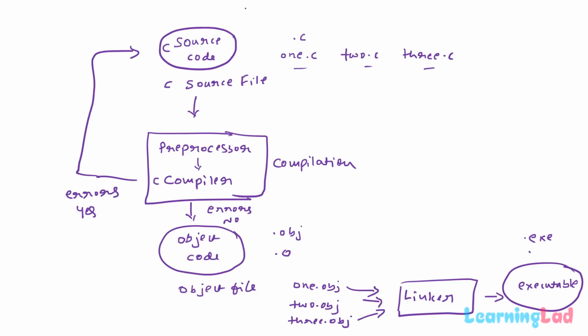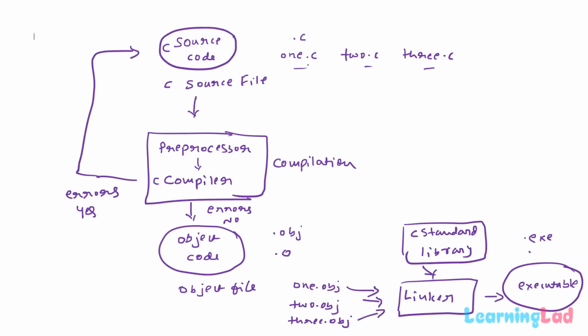And here it takes the object files, and also, as I have said before, while writing the C program, you are going to use the features provided by the C language, and those features are provided in the C standard library. So this linker will link the features that you have used from the C standard library with your code, and then it will produce the executable.